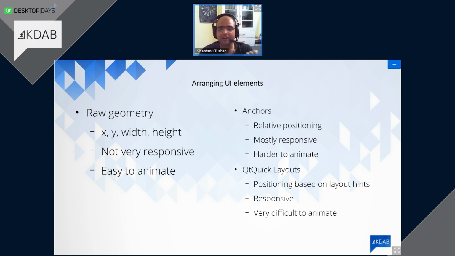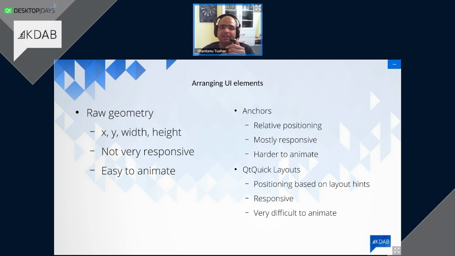Then you have QtQuick Layouts. These are very similar to the layouts you have in widgets, where you can essentially have things laid out in a row or in a column or in a grid. So these also are very responsive because you can essentially define constraints, and let's say if your window is resizing, everything will adjust according to your constraints. So just give it the right min, max, and preferred size, and you're all good.